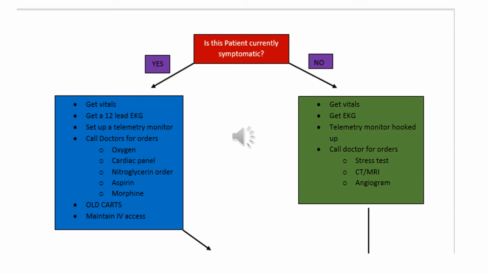Now, if the patient is not symptomatic, we head over to that green box. And because it's a standard order on our unit, no matter what, they're still going to be getting vitals and the 12-lead EKG. They will be hooked up to the telemetry monitor, and we'll most likely be calling the doctor to have orders set up. They'll most likely order a stress test, a CT, an MRI, or an angiogram, depending on what they prefer.